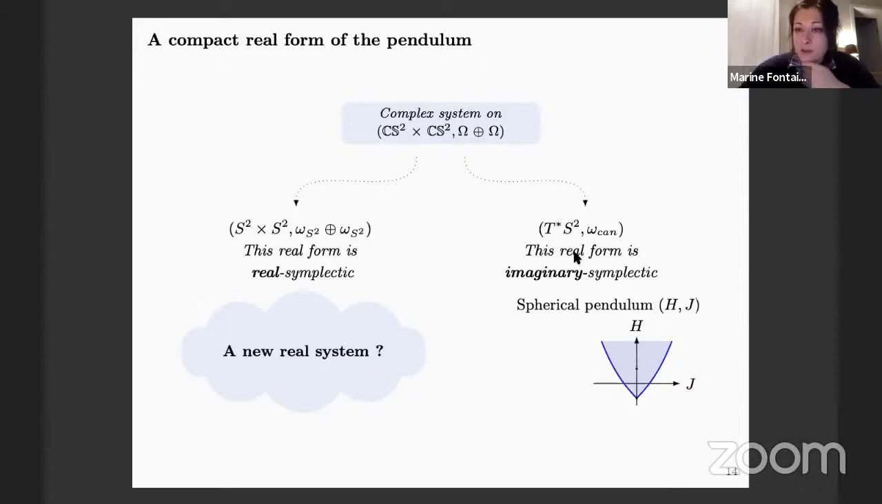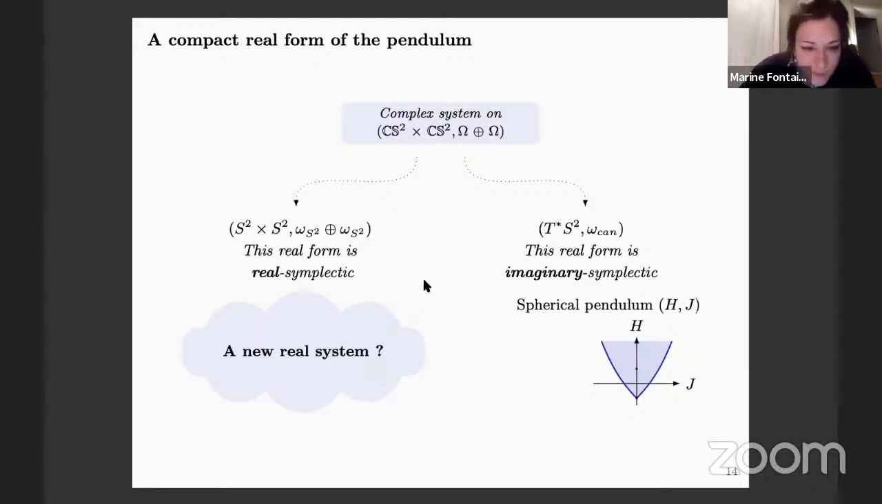And this real form is actually imaginary symplectic. And this is where the whole hyperkähler geometry comes into play, and that's what Phil is going to talk about later. So we can take the spherical pendulum on this imaginary real form. We can complexify it to get a holomorphic system on this complex manifold. And we push it back on this other real form, and it turns out that the Hamiltonian is purely real. So you have a new real integrable system on S2 cross S2.